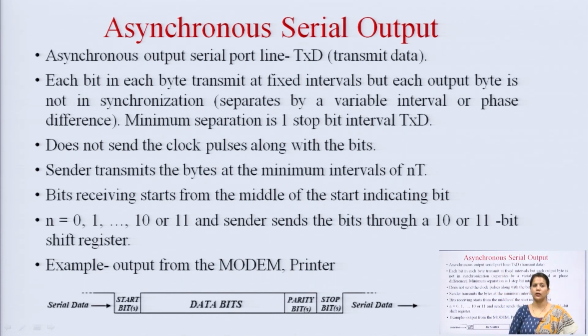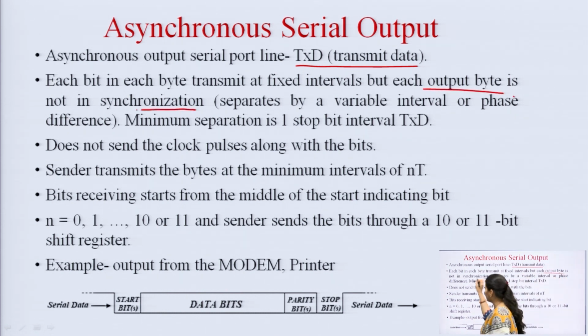Asynchronous serial output: in this asynchronous mode there is no need of the clock. Synchronization is obtained by using the start and stop bits. So, the asynchronous output serial port line is the transmit data line. Each bit in each byte is transmitted at fixed intervals, but each output byte is not in synchronization.